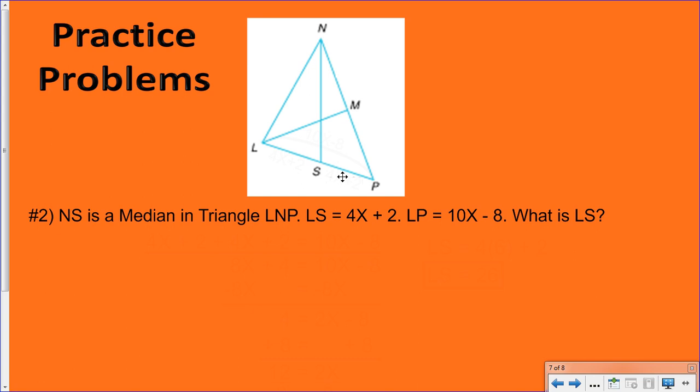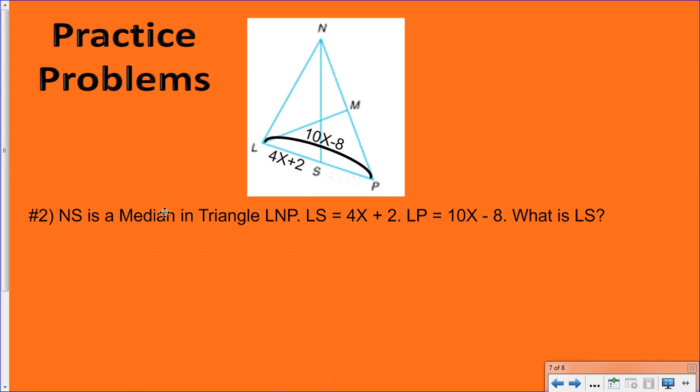Don't worry about it. The first thing they tell us is LS equals 4x plus 2, so let's go ahead and label that. LS is 4x plus 2. Then they tell us that LP is 10x minus 8. Well, if you notice, LP is this entire side. So the entire side is 10x minus 8. Well, that's confusing because that's not a lot of information. That's different from what we had last time. We have this piece and we have the whole thing.